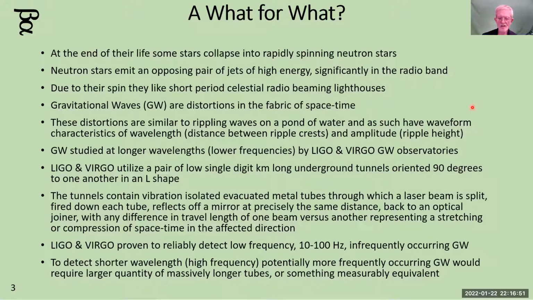Gravity waves or gravitational waves are distortions in the fabric of space-time. Literally, space is compressing or stretching. That's what a gravity wave is doing. They're similar to ripple waves on a pond in that they have waveform characteristics like wavelength, the distance between the ripple crests, and they have amplitude, how high they go. Gravity waves have been studied at lower frequencies, lower occurrence rates, longer wavelengths using the LIGO and VIRGO gravity wave observatories.